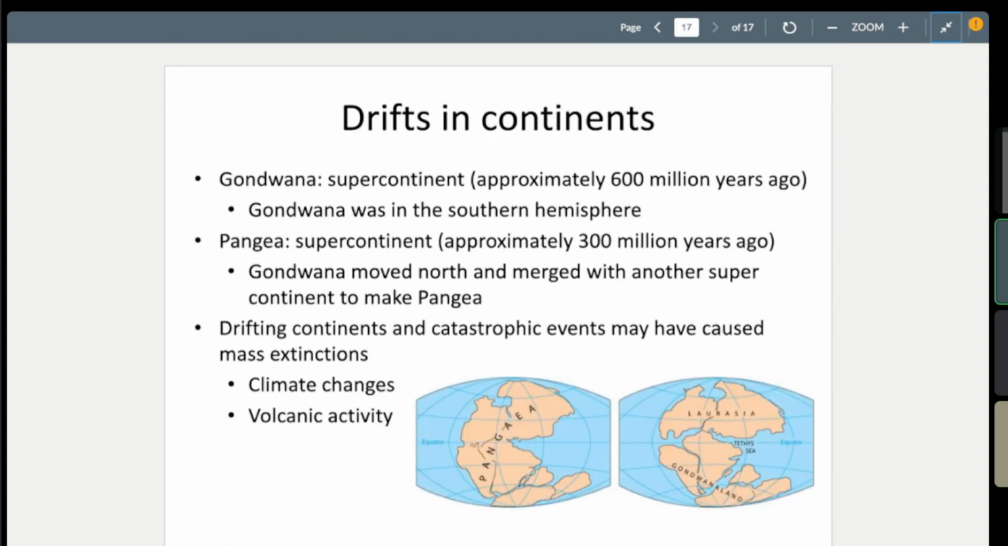The drifting continents is going to be our last slide. We have Gondwana, the lower one here, and Laurasia. Gondwana is considered a supercontinent in the southern hemisphere. Pangea is the overall supercontinent, a little more recent, approximately 300 million years ago versus Gondwana's 600 million. The drifting continents and catastrophic events may have caused mass extinctions. Ice ages, volcanic activity, and climate changes all made the Earth split and the plates separate from each other over time. And now we have the world as we know it today.